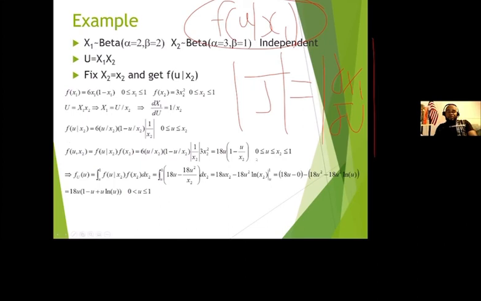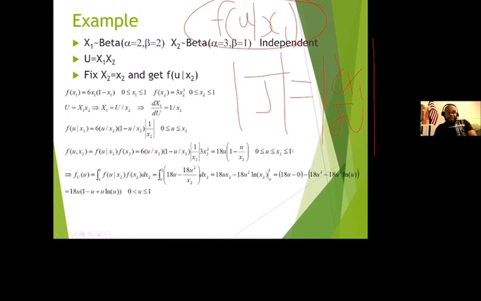If you're looking for f of u, then you're going to integrate out x2. That's what we're doing now. Take a look at that. You want to integrate this with respect to x2, and for that you're going to use the range from u to 1.